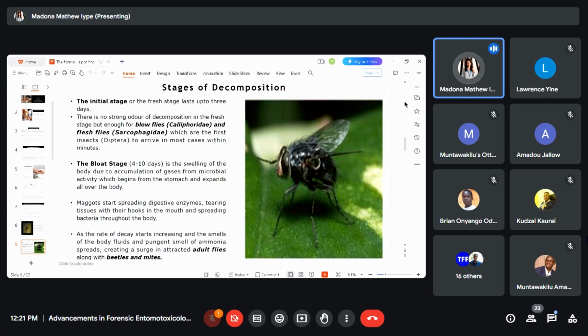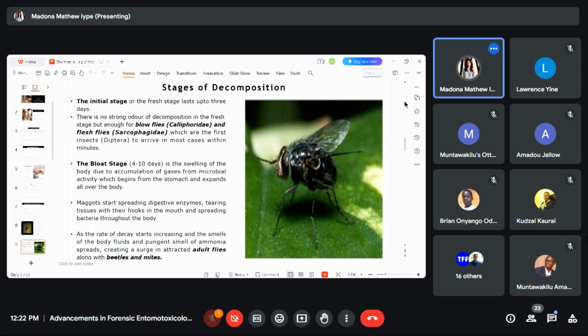So even humans won't be getting the odor. But the blowflies, which belong to the Calliphoridae family, and the flesh flies, which belong to the Sarcophagidae family, are the first to visit. They belong to the Diptera order.